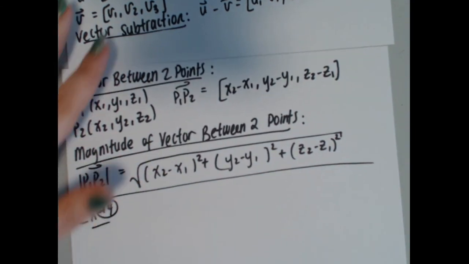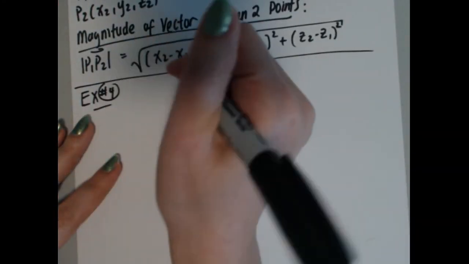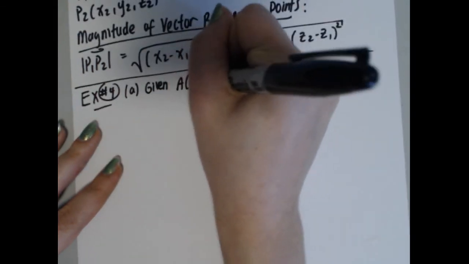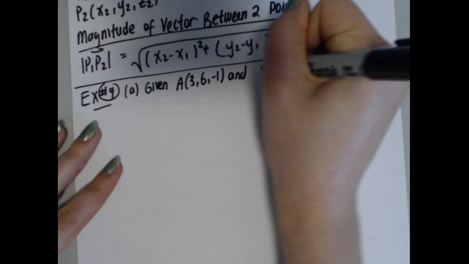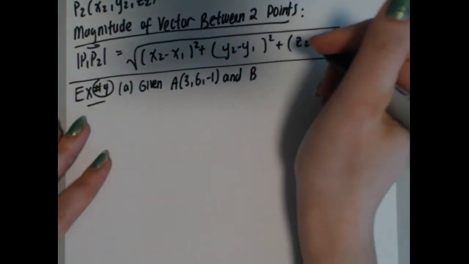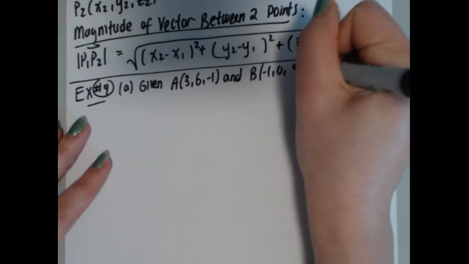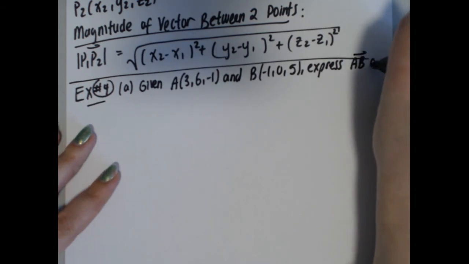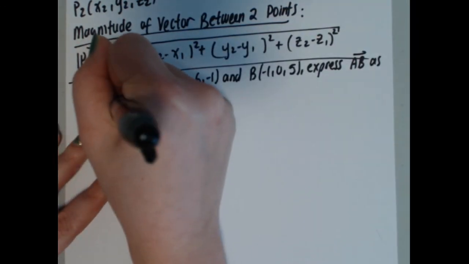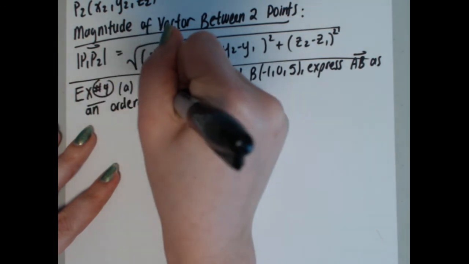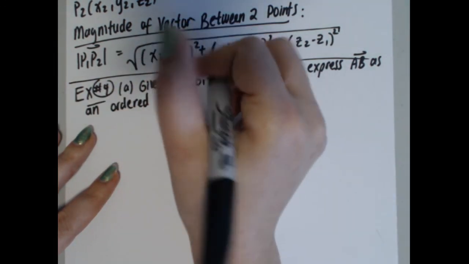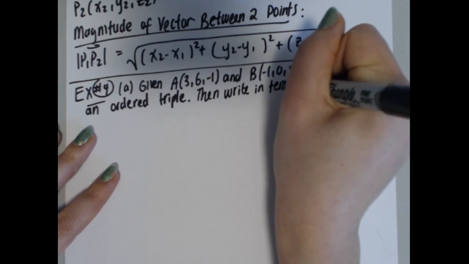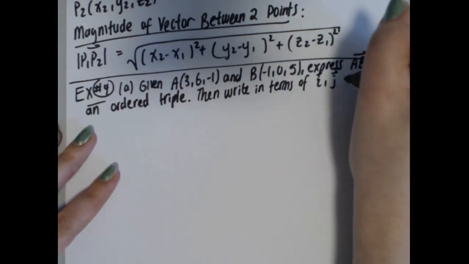So now we are at example 4. Okay, so part A. Given point A, which is (3, 6, -1), and point B, which is (-1, 0, 5), express vector AB as an ordered triple. Then write it in terms of i, j, and k.